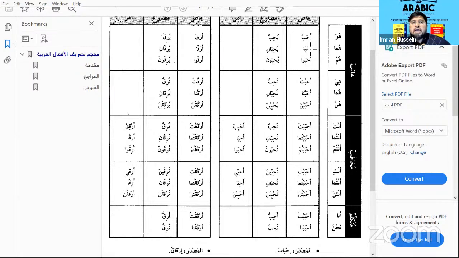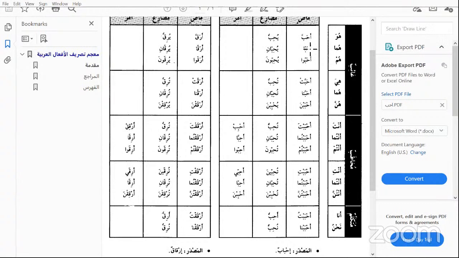Habba, yeah. It's like in the Quran, inshallah, I'll do this again. It's habba ya habbu. Habba ya habbu. And what will be the meaning of habba?